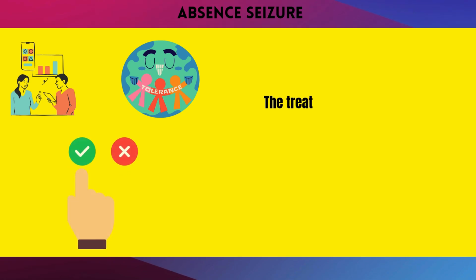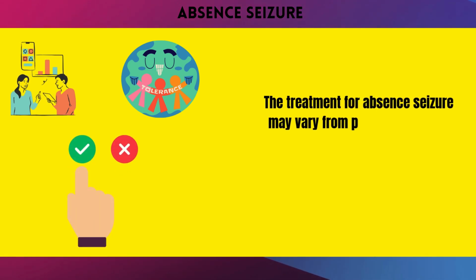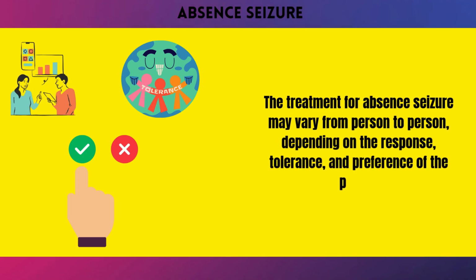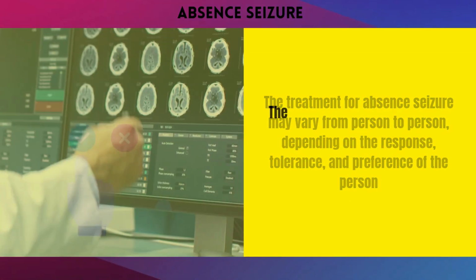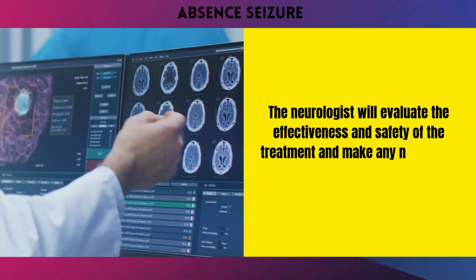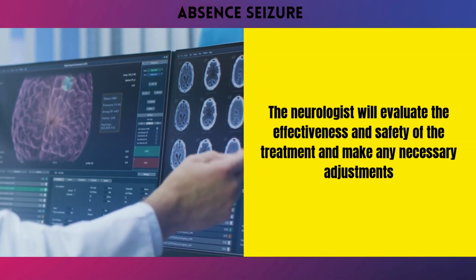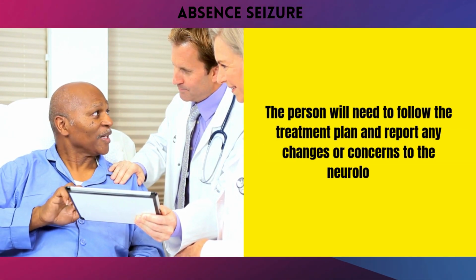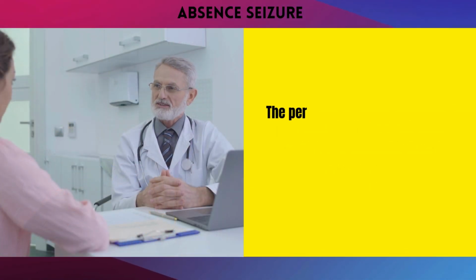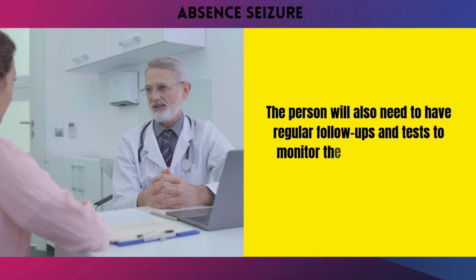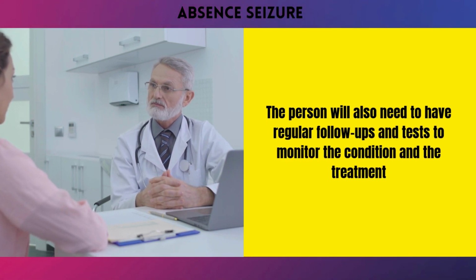The treatment for absence seizure may vary from person to person, depending on the response, tolerance, and preference of the person. The neurologist will evaluate the effectiveness and safety of the treatment and make any necessary adjustments. The person will need to follow the treatment plan and report any changes or concerns to the neurologist. The person will also need to have regular follow-ups and tests to monitor the condition and the treatment.